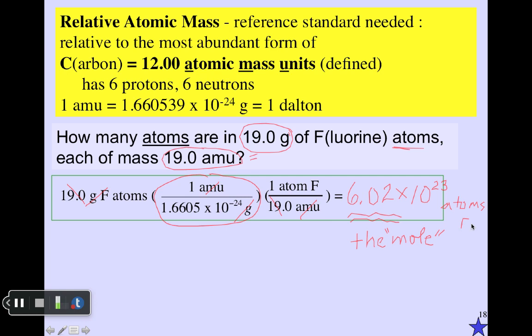And that number of atoms will be the same number of atoms that you find in 12 grams of carbon atoms or 16 grams of oxygen atoms. We'll do more with this another day, but there's your preview.